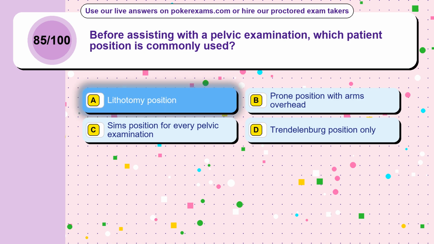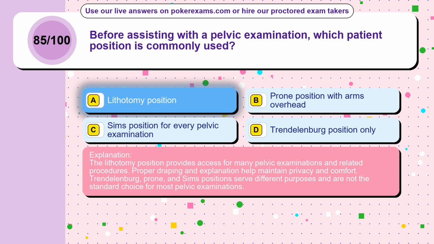The correct answer is option A, lithotomy position. The lithotomy position provides access for many pelvic examinations and related procedures. Proper draping and explanation help maintain privacy and comfort. Trendelenburg, prone, and Sims positions serve different purposes and are not the standard choice for most pelvic examinations.